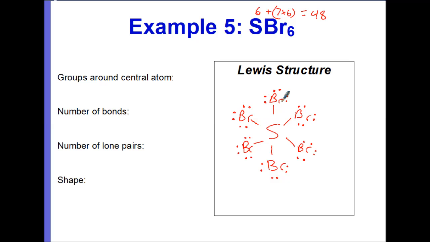So we have 8 times 1, 2, 3, 4, 5, 6 around here, so that gives me 48. So this is a correctly drawn Lewis structure. So when we talk about our groups, there are 1, 2, 3, 4, 5, 6 groups around the central atom. All 6 are bonding, 0 are lone pair.